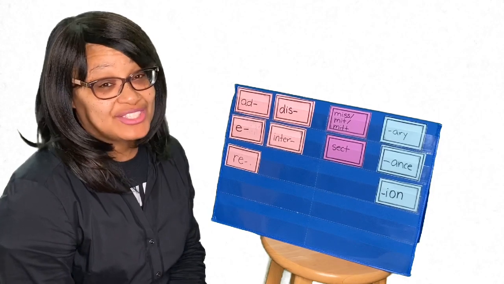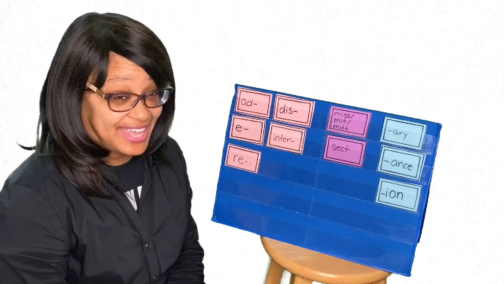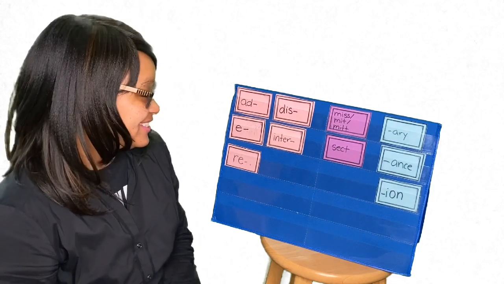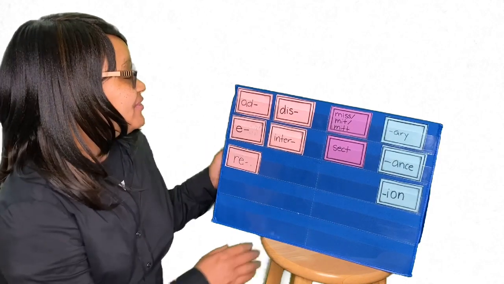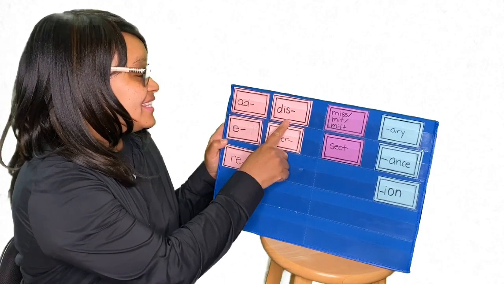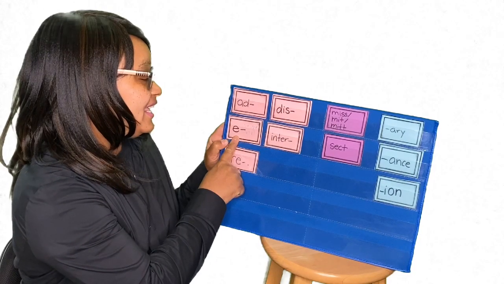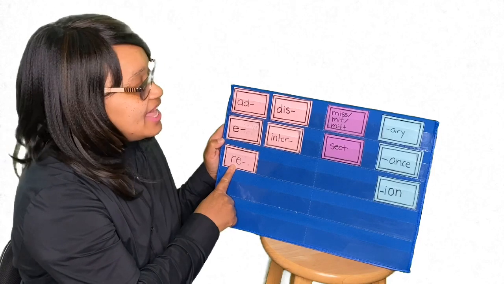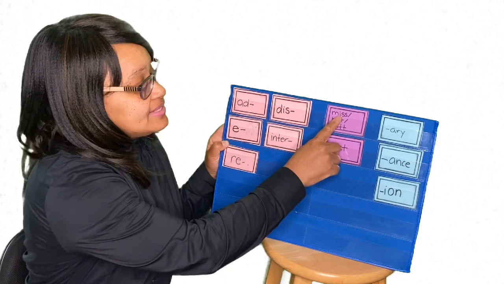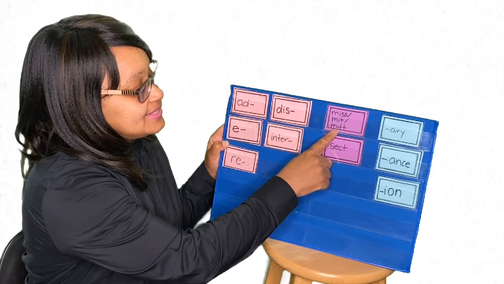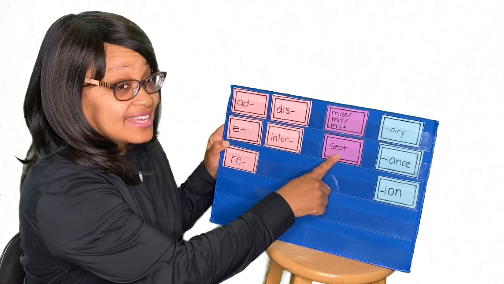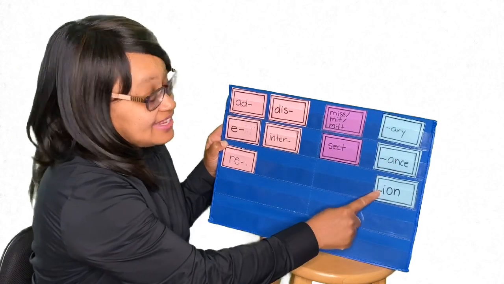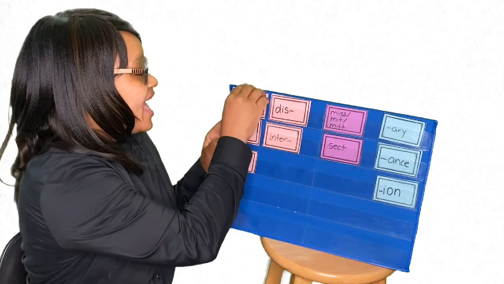And welcome back to the Word Conscious Classroom, where we are consciously and deliberately building our students' vocabulary knowledge and word consciousness. Today, we're working with the prefixes ad, dis, e, inter, and re. And we have the roots miss or mit, and sect. And then the suffixes ary, ion, and ant. So let's look at ad.